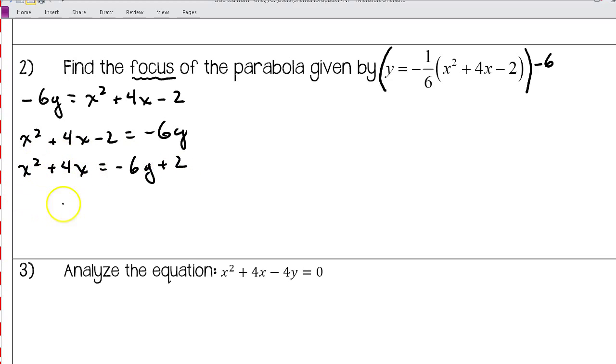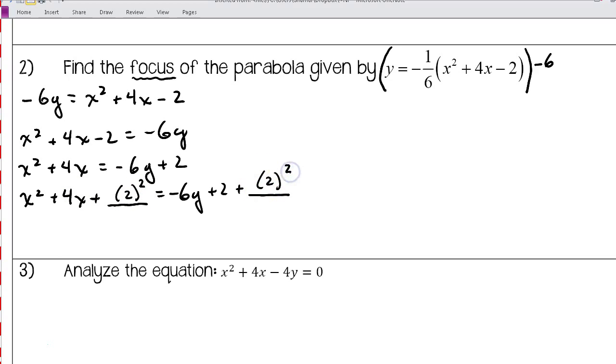And now I need to complete the square on the left, so I have a perfect square trinomial. So I have x squared plus 4x plus something, we'll fill that in a minute, equals -6y plus 2, and then whatever we add on the left we're also going to add on the right. So remember, when we complete the square, we take half of the b term, half the coefficient of the x term, or the linear term, and square that. So that would be 2 squared over there, and add 2 squared on that side. This now becomes a perfect square trinomial. So I have x plus 2 squared is equal to -6y plus 6.